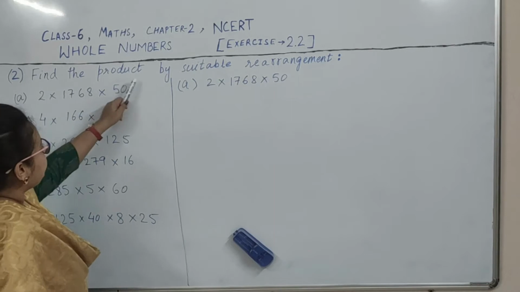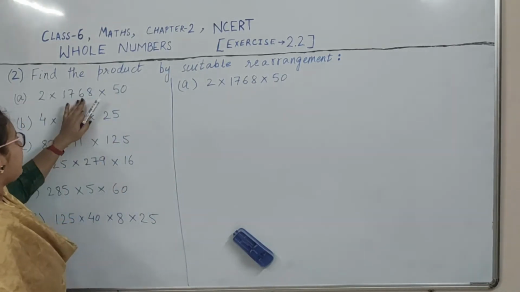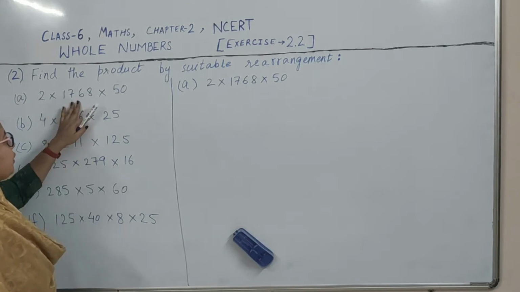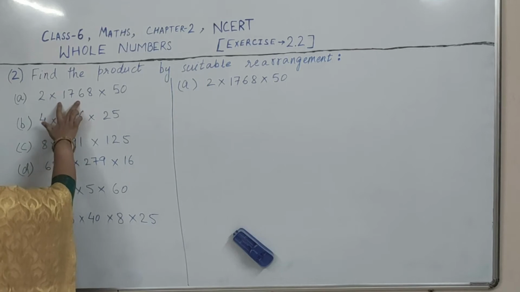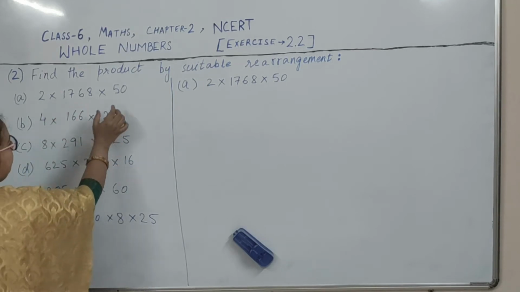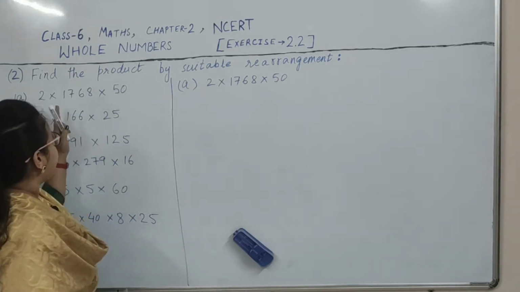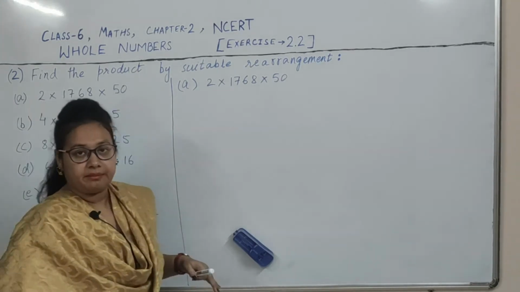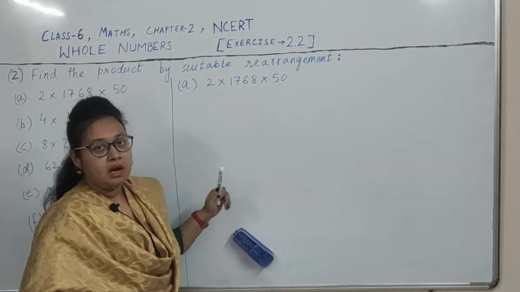Find the products by suitable rearrangement. Directly we are not going to find the product, which means directly we are not going to multiply the numbers, like multiplying 2 into this number and then multiplying the result by this one. No, we are not going to multiply like this. We have to rearrange the given numbers and then multiply.